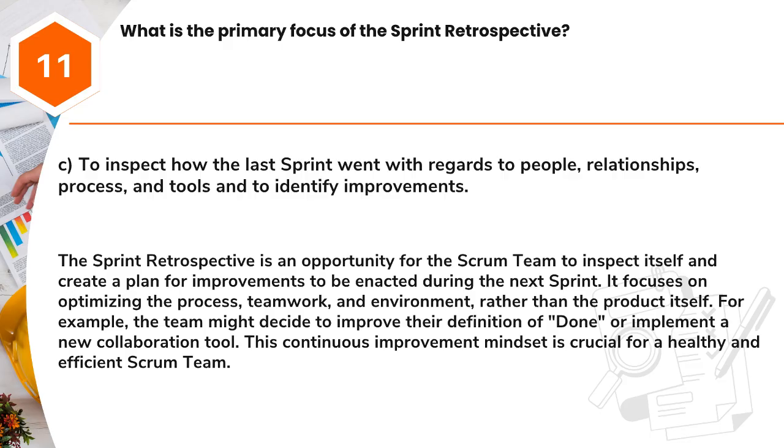It focuses on optimizing the process, teamwork, and environment, rather than the product itself. For example, the team might decide to improve their definition of done or implement a new collaboration tool. This continuous improvement mindset is crucial for a healthy and efficient Scrum team.